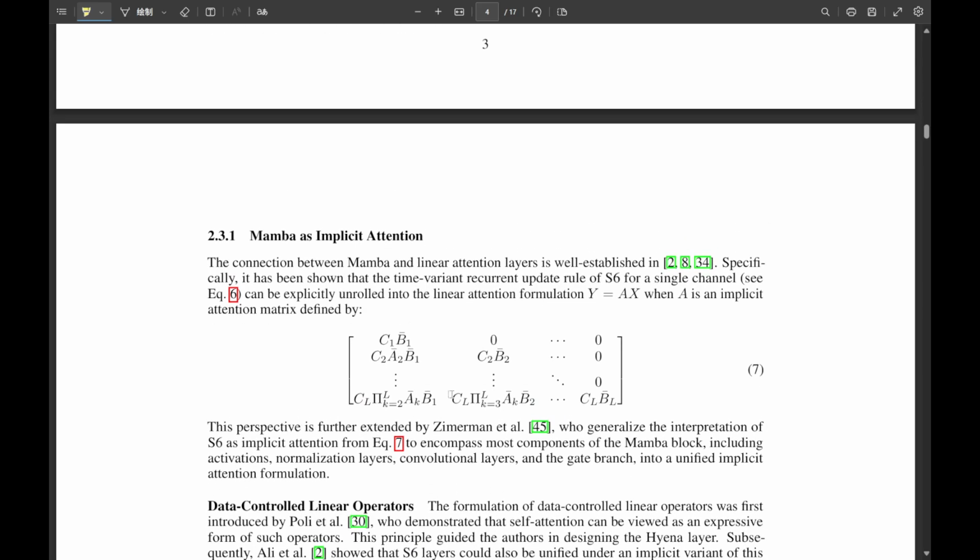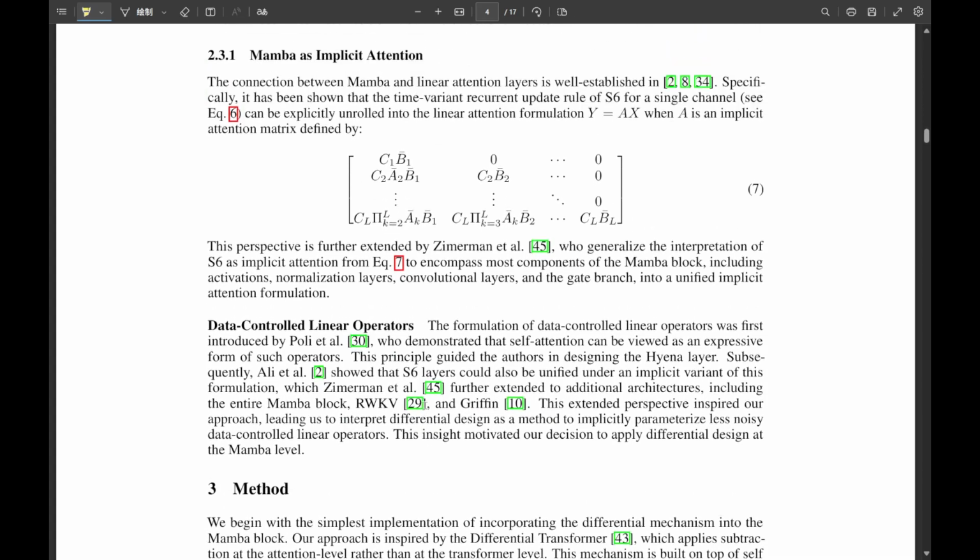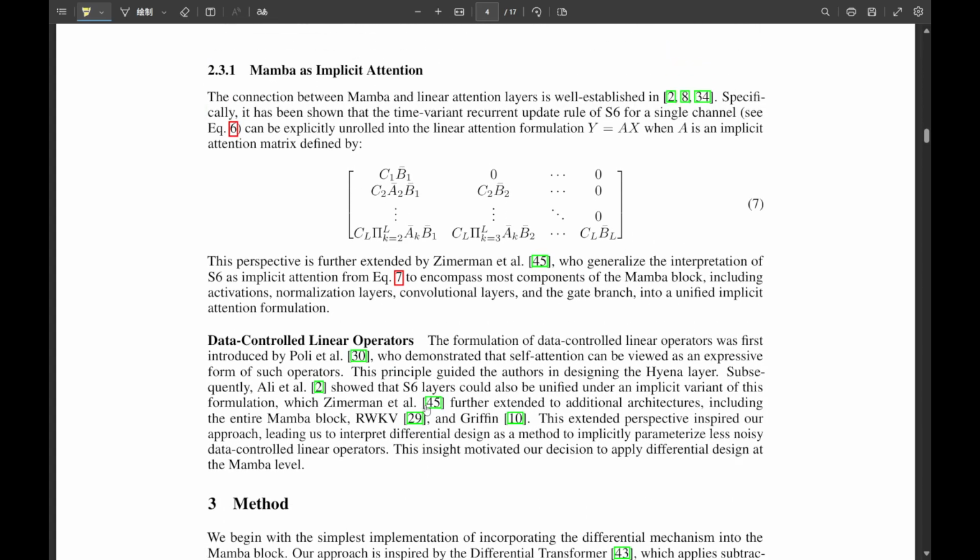Precisely. It was a setback that led to a breakthrough. Researchers connected this problem to some other recent work, particularly by Zimerman and others, which suggested looking at the entire Mamba block, the convolution, the gating mechanism, the S6 layer, all working together. The key insight was realizing that this whole block, as a unit, could be seen as creating something much richer, like an implicit attention matrix or a data-controlled linear operator. It's a more complex, expressive component than just the S6 layer in isolation.